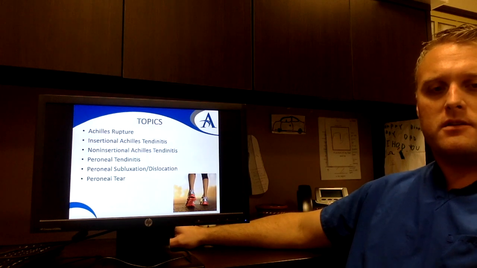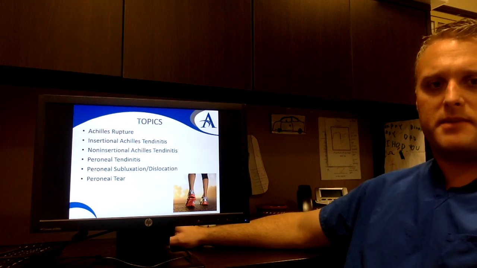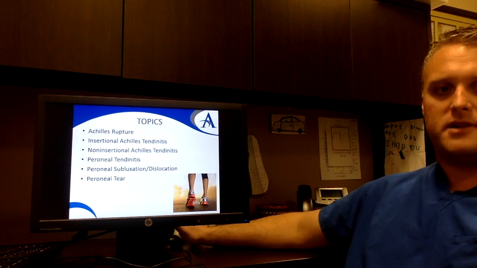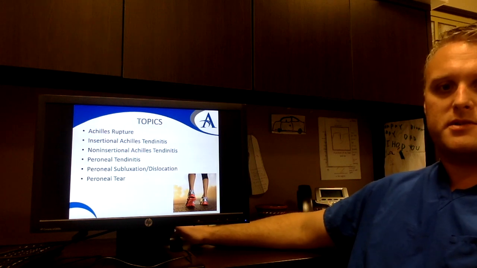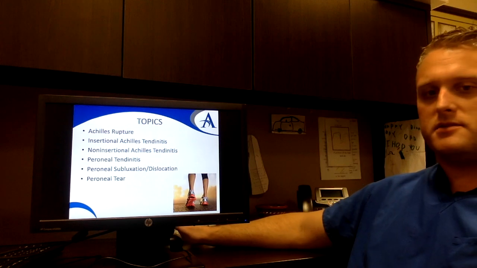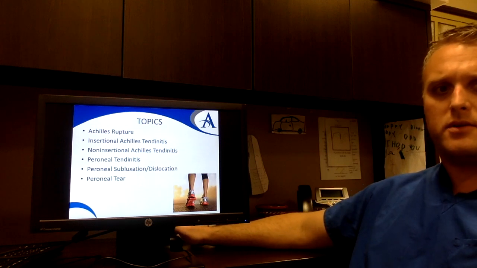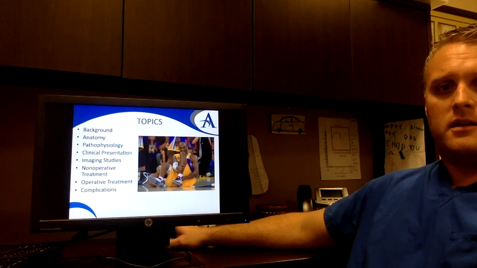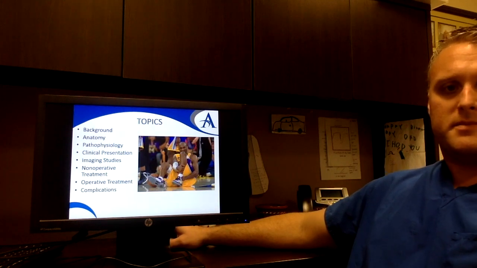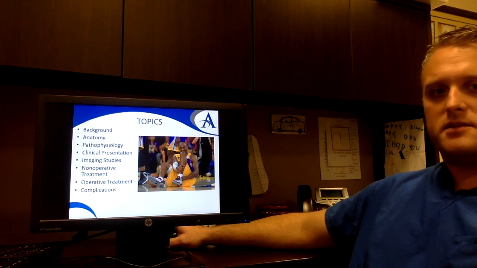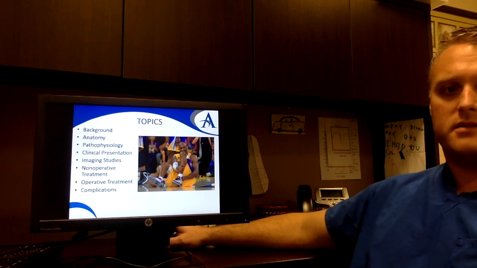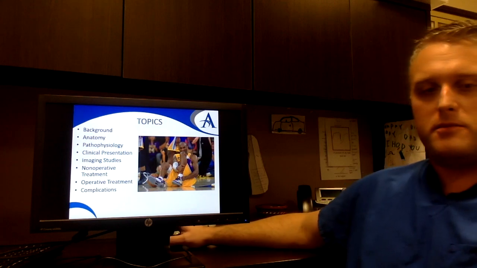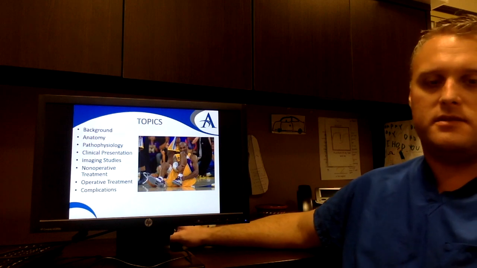So beginning with the topics, there's different things you can talk about. Everything from the anterior aspect of the ankle to the posterior aspect. Everything from Achilles rupture, insertional Achilles tendonitis, non-insertional tendonitis, peroneal tendonitis, subluxation dislocation, and peroneal tears. So we'll talk about some background, some anatomy, some pathophysiology, clinical presentation, different imaging, different treatment modalities, as well as complications that can arise.